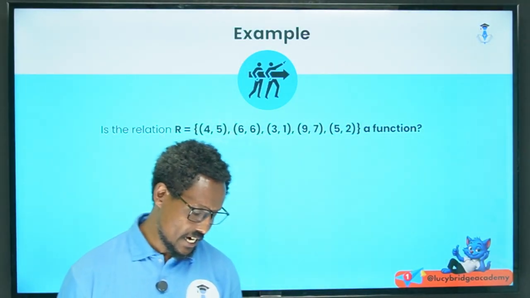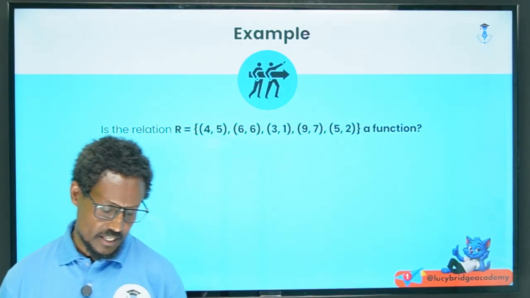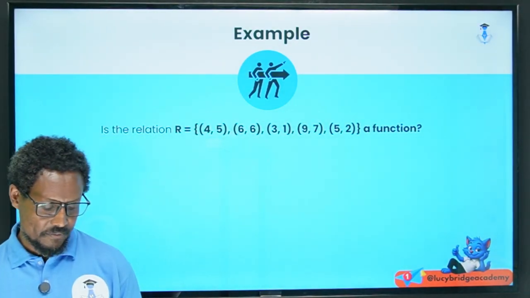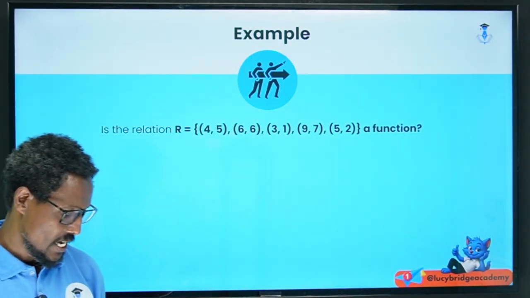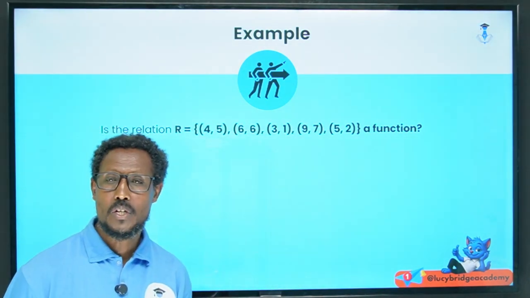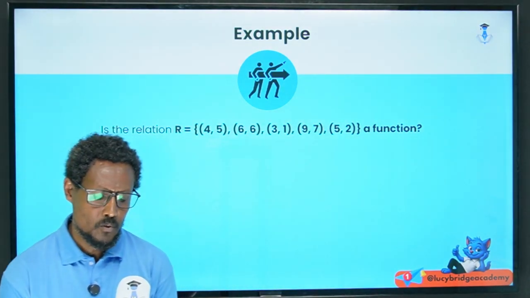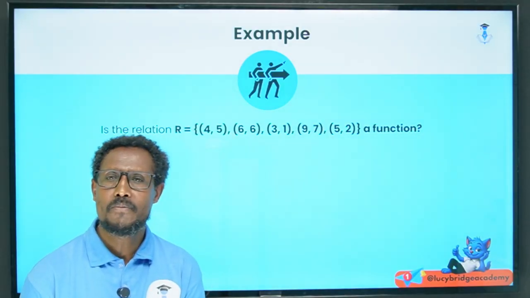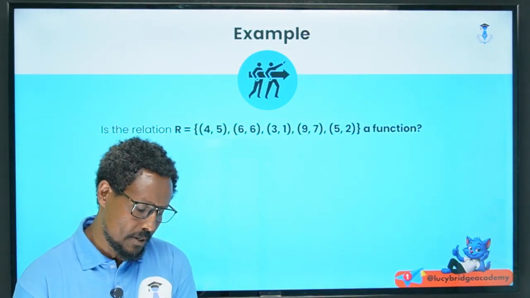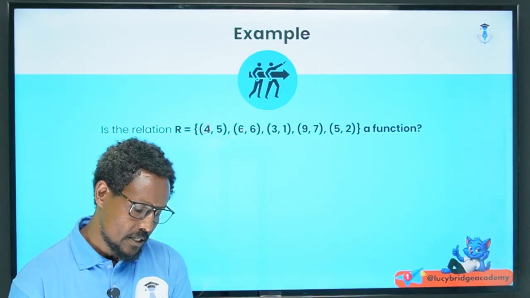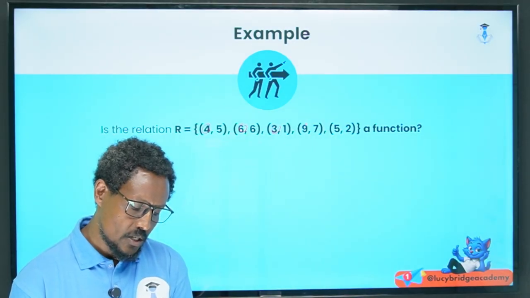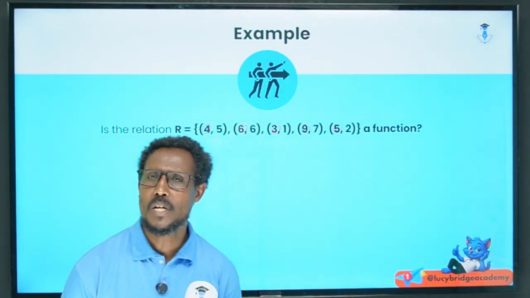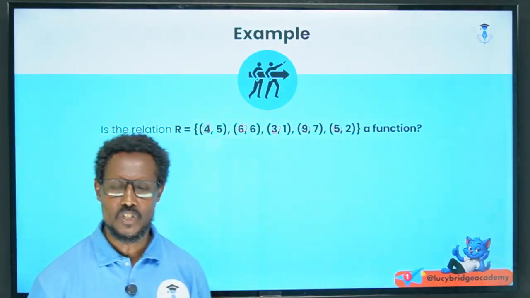Is the relation R = {(4,5), (6,6), (3,1), (9,7), (5,2)} a function? Is it a function? Look, to know whether an ordered-pair relation is a function or not, we only need to look at the first component, the x value. Who are the x values? 4, 6, 3, 9 and 5. They are all different, therefore it is a function.